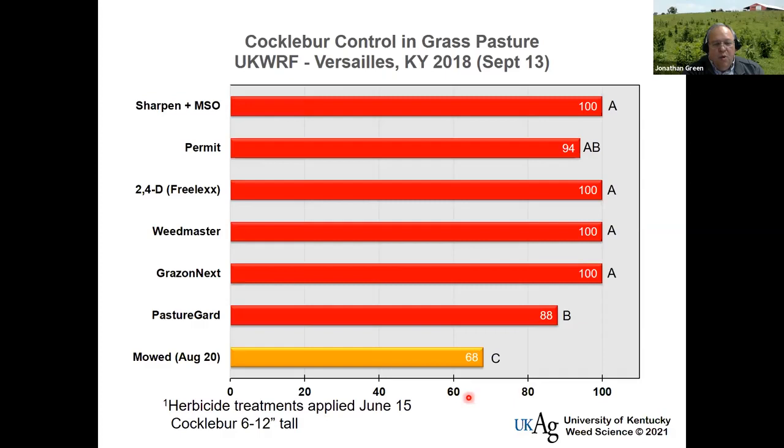We also mowed as another treatment in August. And the reason the control was less here, we did greatly reduce the amount of new stems or seed being produced on those plants, but there was still some green growth, which is the reason why that got evaluated down around 70%. But mowing was also effective, but not nearly as effective as using a herbicide.